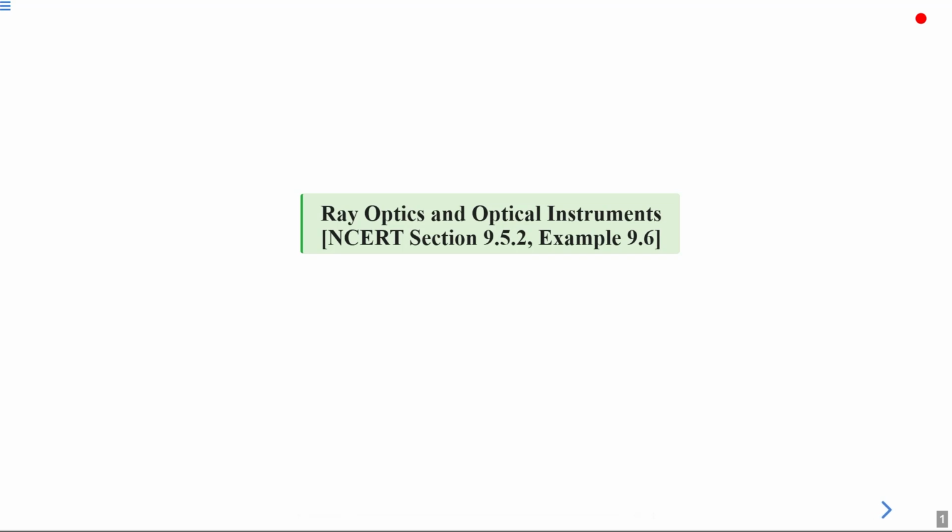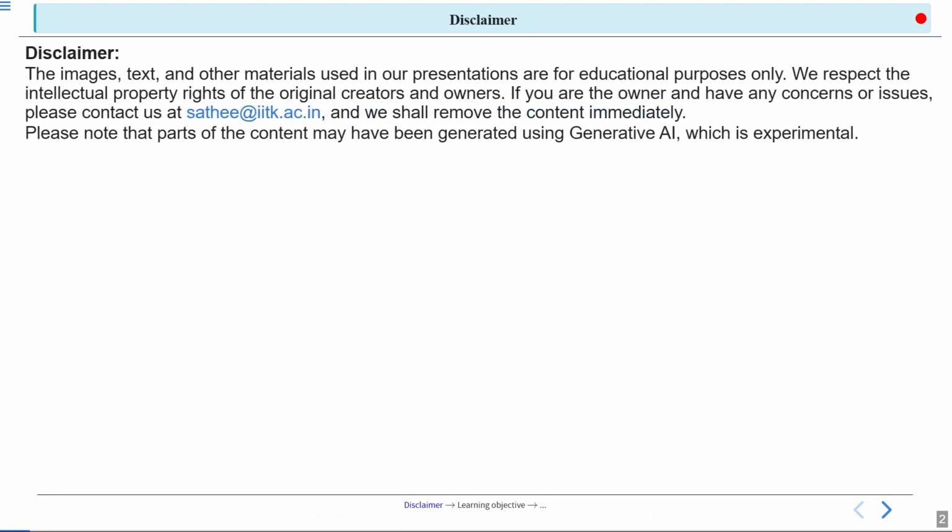So today we are going to discuss NCERT section 9.5.2 and example 9.6 of chapter Ray Optics and Optical Instruments. So this is the disclaimer.